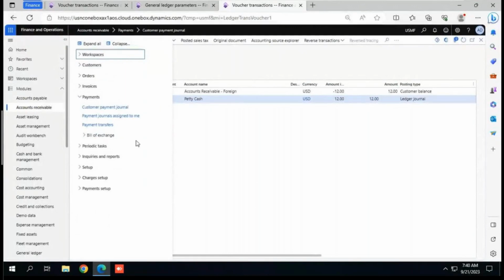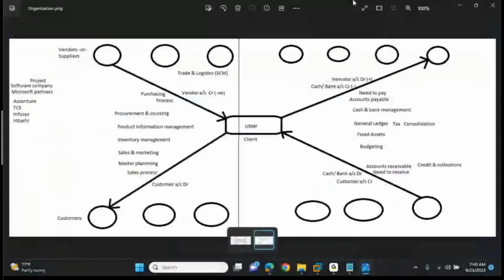In some clients, they will rename the menu names. The actual words are receipt and customer receipt, because we are receiving money from the customer. Is it clear? Yes, sir. Clear, sir.